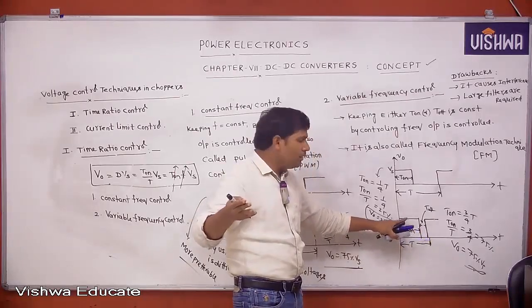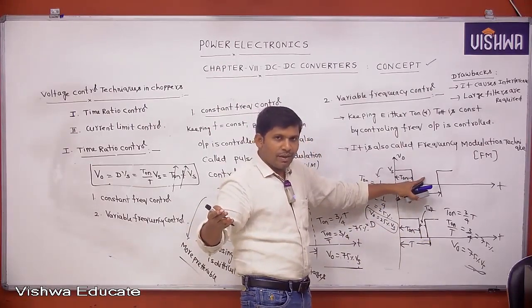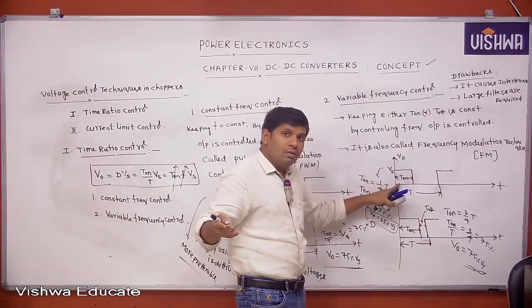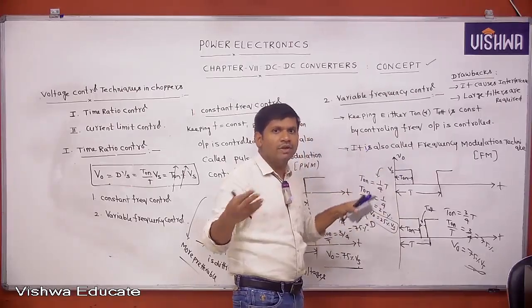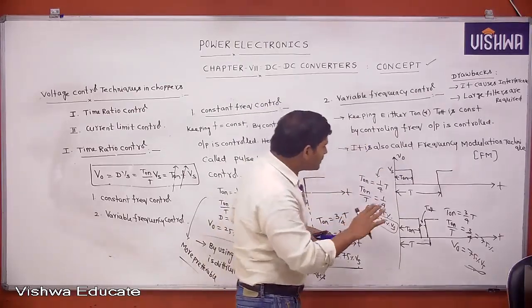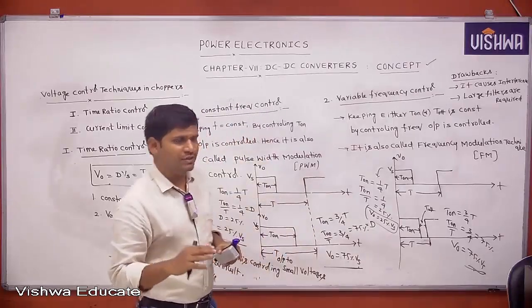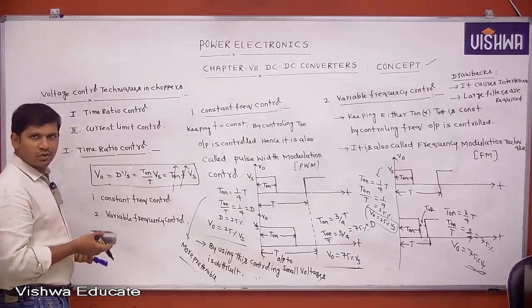And you try maintaining T off constant. Then, where is the T on? That you try. Okay. Then from that we can analyze that the output voltage also changes. Okay, this is about variable frequency control and constant frequency control techniques.